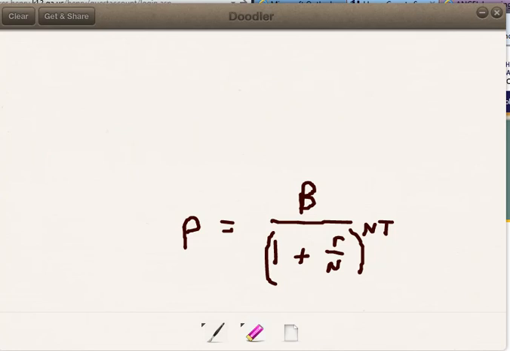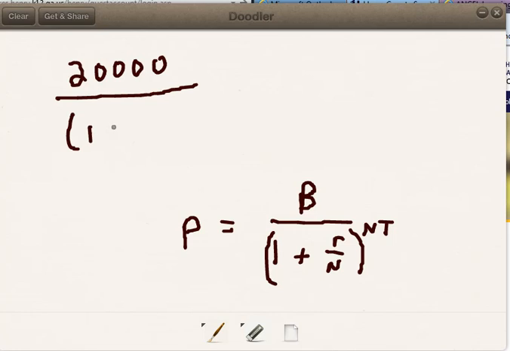In that particular example, my B represents the end result, so I want $20,000. I'm going to plug in $20,000, divided by 1 plus my rate, which was 6%, so 0.06, divided by compounding periods per year. I said monthly, so it's going to be 12. And I'm going to take all that to the, I think I said 2 years, so it's going to be 2 years times 12, which will be 24. Plug it in your calculator.